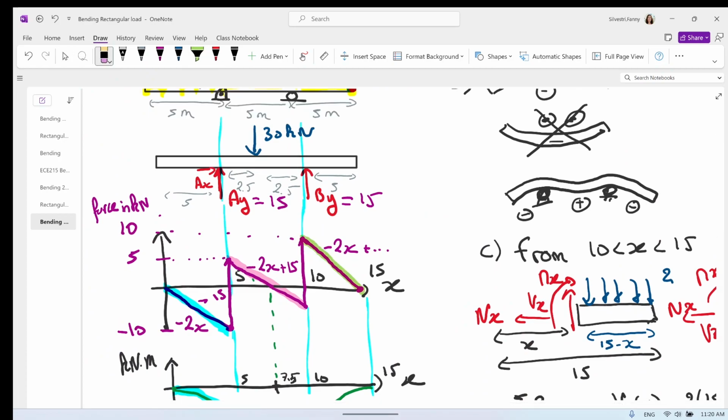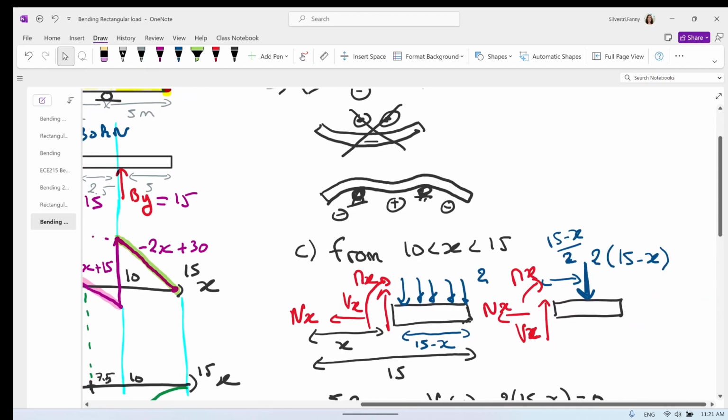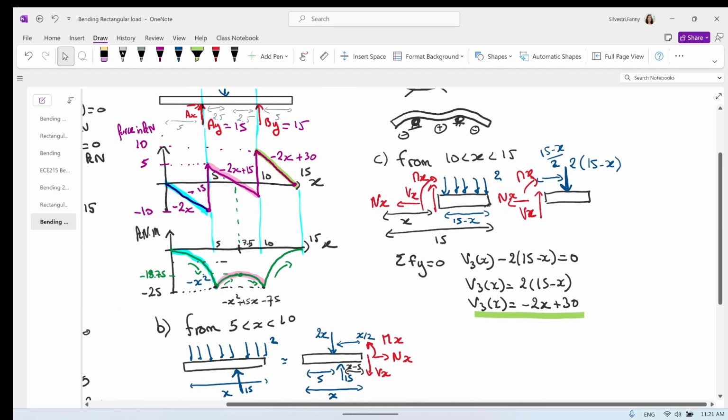So now we found the value of the equation there. Plus 30, that makes sense, that is larger than the one in the middle. And the minus 2x, we are happy with that. That's the slope. The slope is the same because the distributed load is the same everywhere.